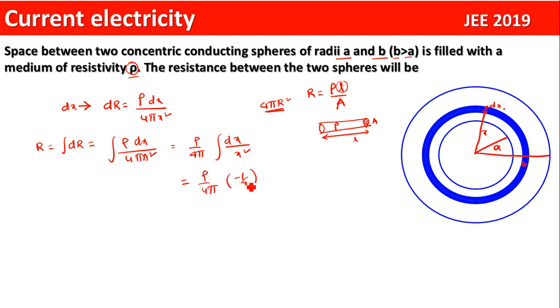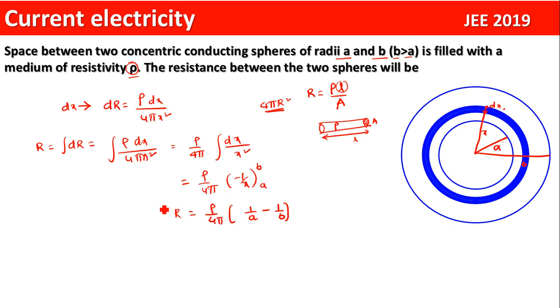Now what about the limits? Basically the medium of resistivity starts at a distance of A and ends at a distance of B. So I can take the limits of x as A to B. So rho by 4 pi, and whenever we have a minus, we substitute the lower limit first. Then that will be 1 by A minus 1 by B, with the upper limit substituted later. Direct substitution. So this is the answer for this question.